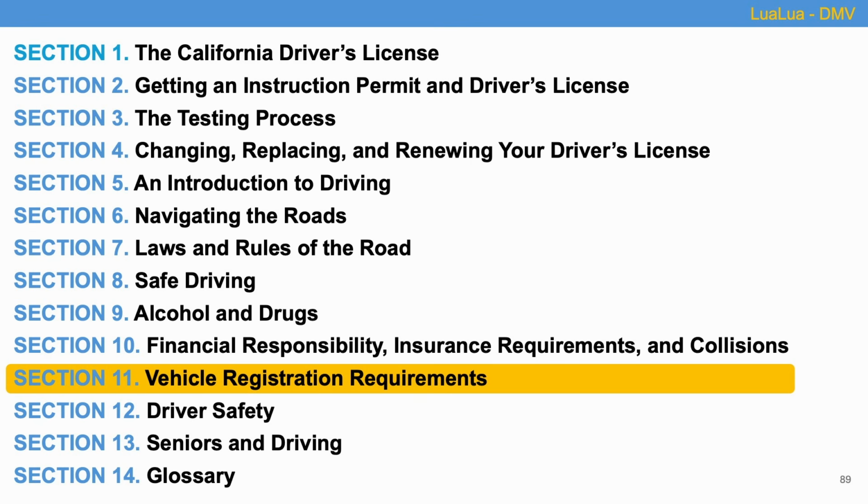Buying or selling a vehicle. When you buy a vehicle, you have 10 days to transfer ownership to your name. When you sell a vehicle, you must notify DMV within 5 days by completing a Notice of Transfer and Release of Liability at dmv.ca.gov/NRL. Out-of-state vehicles. You have 20 days to register your vehicle after you become a resident or get a job in California.